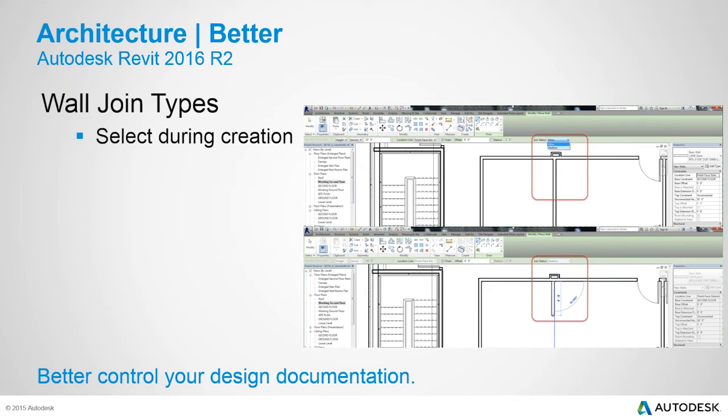Once you select a wall tool, you can select the join status of allow or disallow as part of the drawing process, and this gives us better control over our design. So right up here you can see that you can decide in the option how you want to create this wall join.